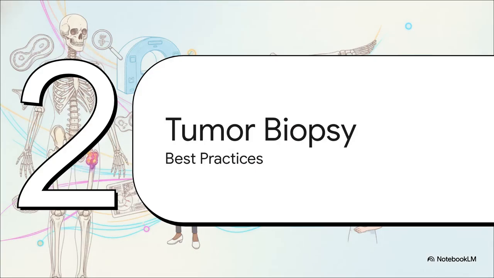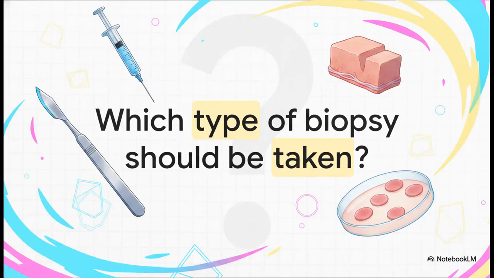Moving to our final section, tumor biopsy best practices. Okay, a patient with a suspected malignant bone tumor is referred to a specialized center. Which type of biopsy should be taken? A. Excisional biopsy. B. Incisional biopsy. C. Needle biopsy. D. Wedge biopsy. Or E. None of the above.